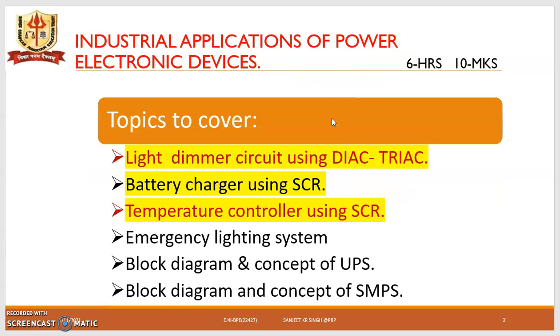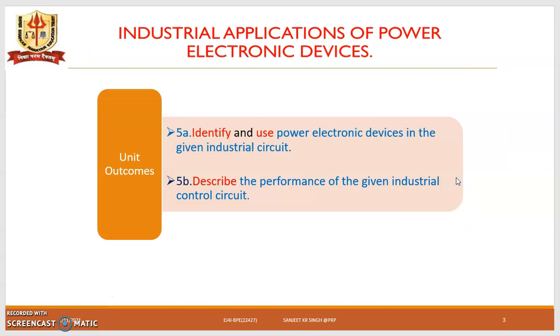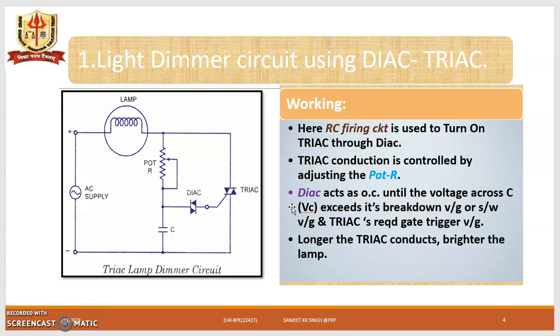So this unit has been allocated 10 marks with 6 hours of lecture, and there are 6 topics in it, out of which the first 3 will be covered in this presentation and the remaining 3 will be covered in the second presentation. Unit outcomes: after going through this presentation, what is expected of a learner is to identify and use power electronic devices in the given industrial circuit, and secondly, describe the performance of the given industrial control circuit.